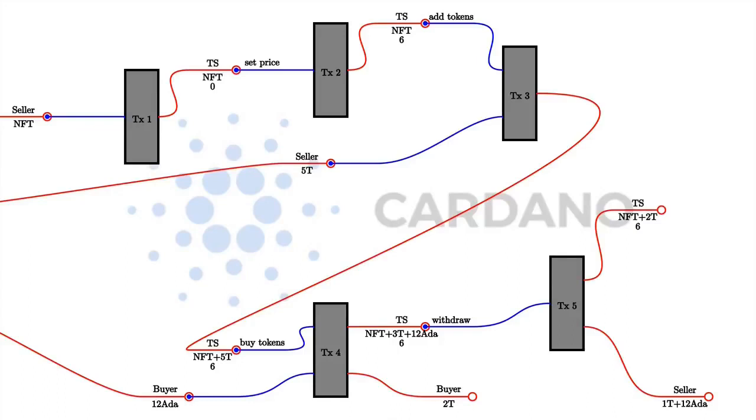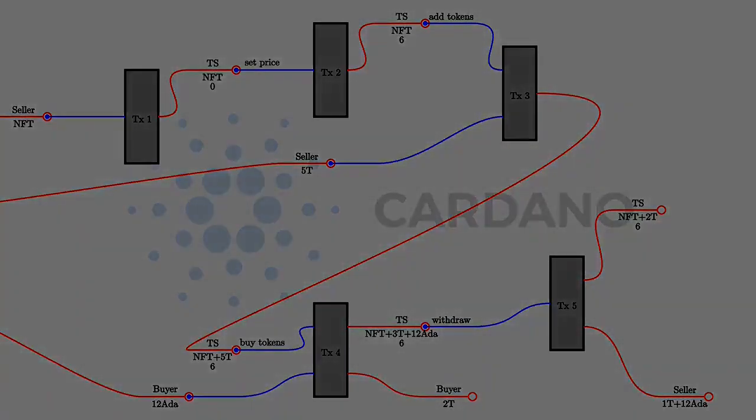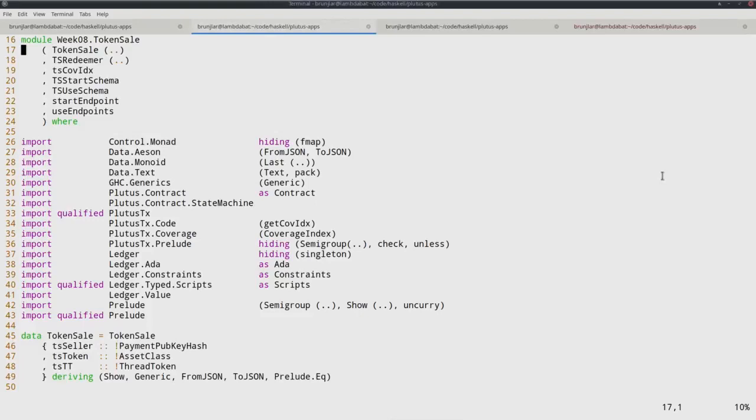And of course, this diagram just shows one example. So the idea is that these operations can happen in any order. So the price can be set several times, tokens can be added, tokens can be bought, and funds can be withdrawn in arbitrary order. I have implemented this in this week's code folder.